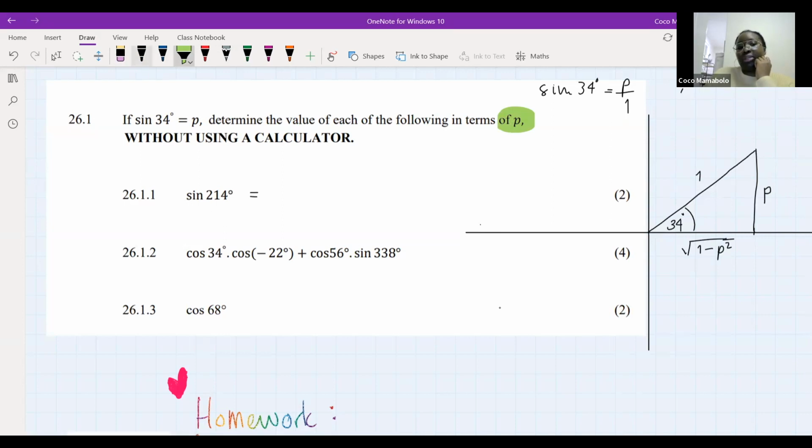Good, that's it, Oratilwe. We can then say sine of 214 is sine of 180 plus 34 degrees, right? And we know that would fall in the third quadrant. So this will then reduce to negative sine of 34 degrees, which is just the same as negative P. Okay, that's the answer we're looking for.